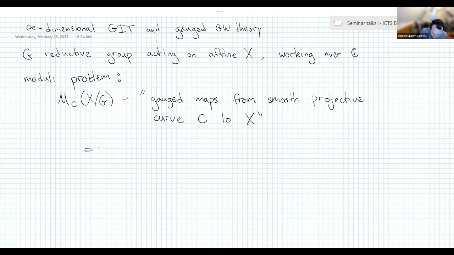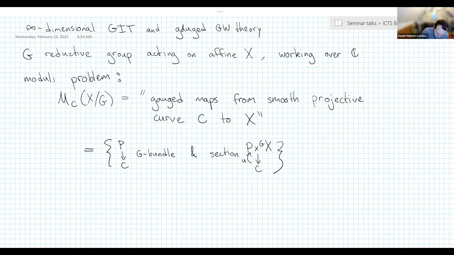So technically, it's an algebraic stack. That's how in algebraic geometry we think about moduli problems. And it's a stack that parameterizes a principal bundle over the curve, a G bundle, and a section of the associated fiber bundle, a section U. And there's a natural notion of families of such things.